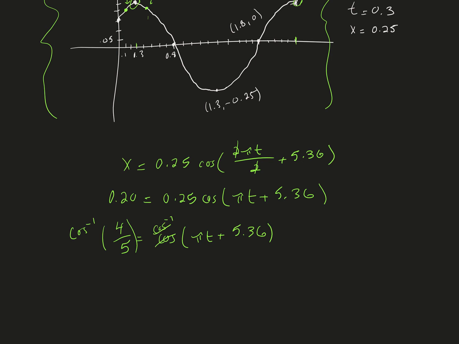So once again, 4/5 is probably not a cosine value that most of us just know offhand. It's not one of our common unit circle values, so you don't just look at that and say, oh yeah, that's pi over 3 or whatever, right?